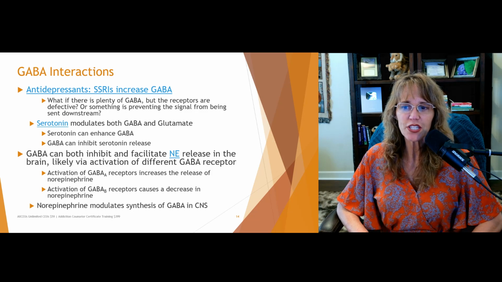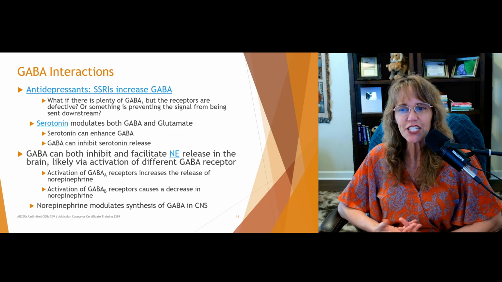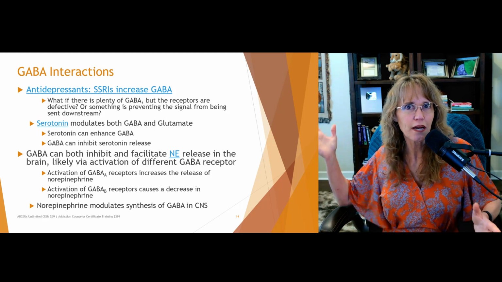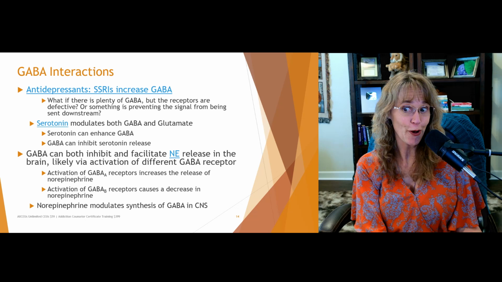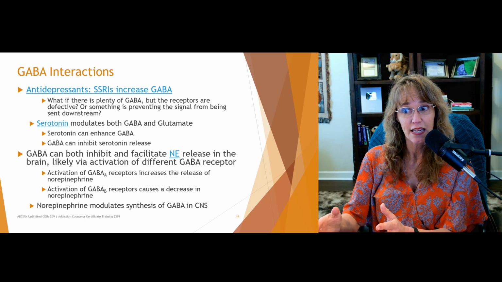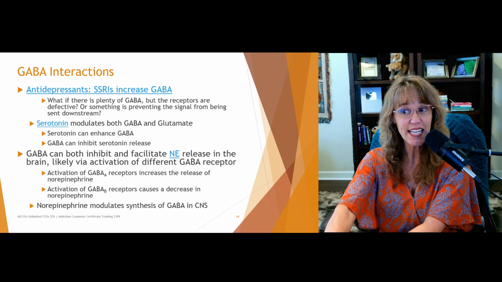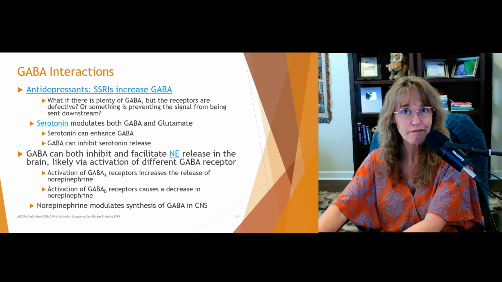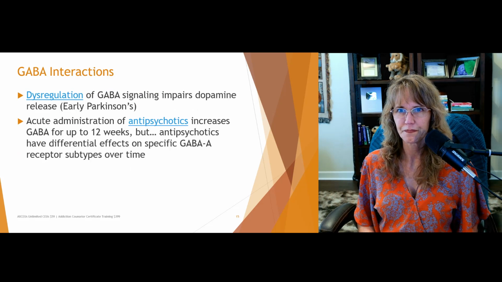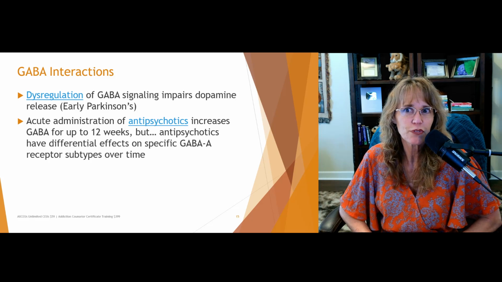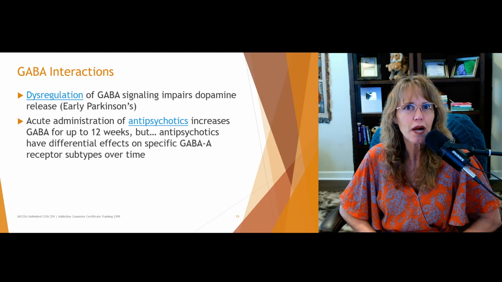Norepinephrine also modulates the synthesis, or the creation, of GABA in the central nervous system. Oh my gosh. So if norepinephrine is too low, then you may not be getting the signals into the CNS to make GABA. Dysregulation of GABA signaling impairs dopamine release, and we see this in early Parkinson's disease.